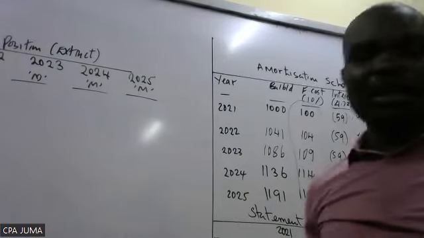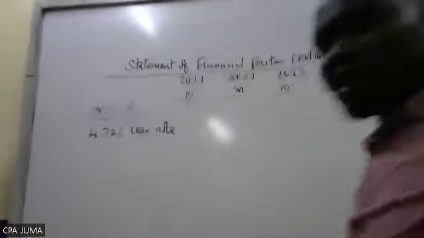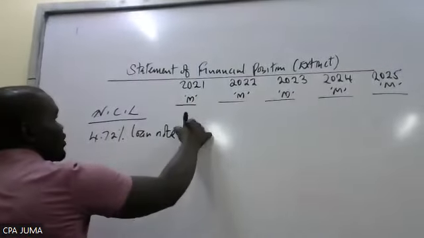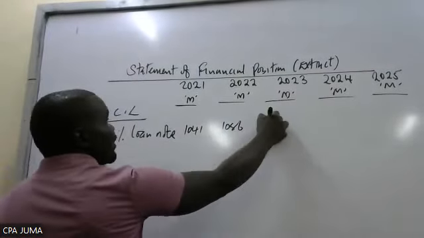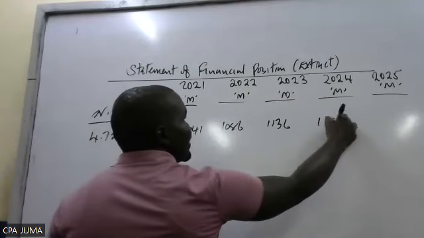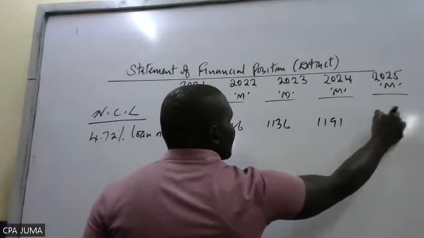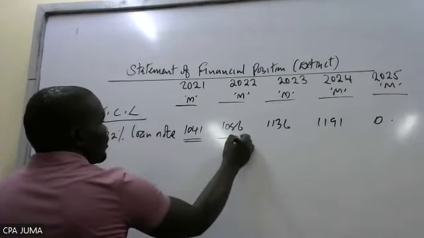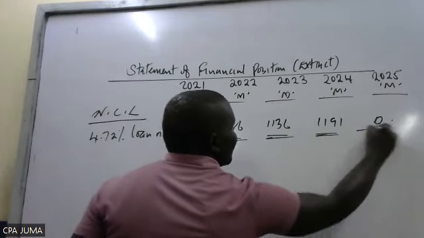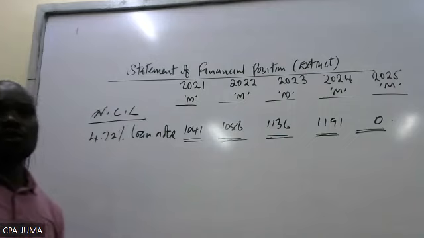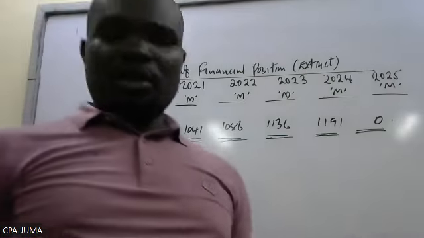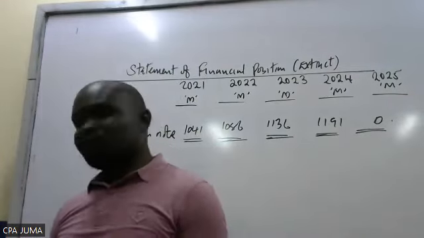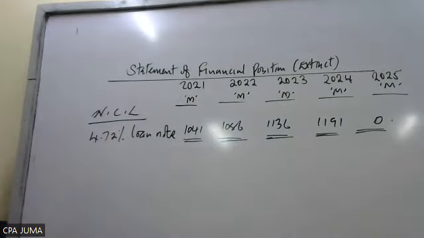Balance sheet is prepared at the end. So pick the balance carried down. So that is 1041, 1086. That other one is 1191, 0. There should be nothing in the balance sheets. I've tried to go the extra mile. That is sufficient for that particular topic.